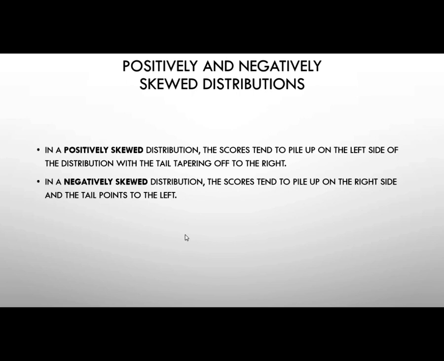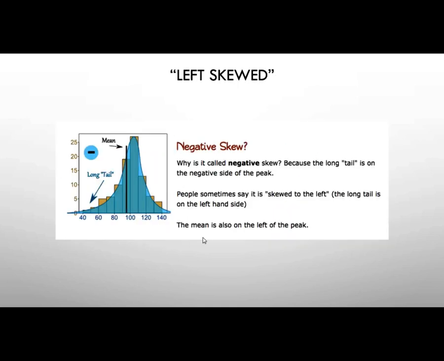So in a positively skewed distribution, the scores tend to pile up on the left side of the distribution with the tail tapering off to the right. In a negatively skewed distribution, the scores tend to pile up on the right side and the tail points to the left. Okay, so what does that mean?